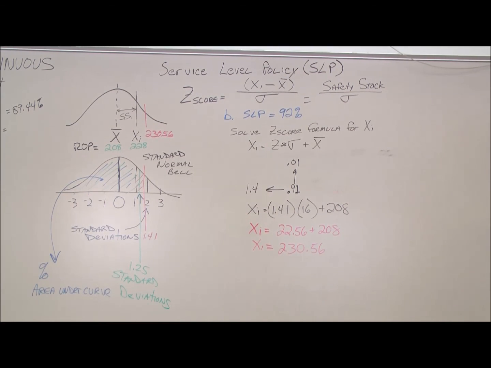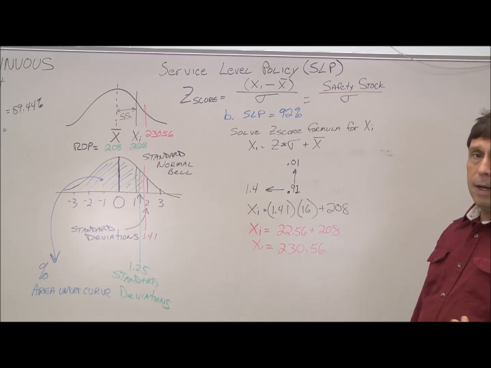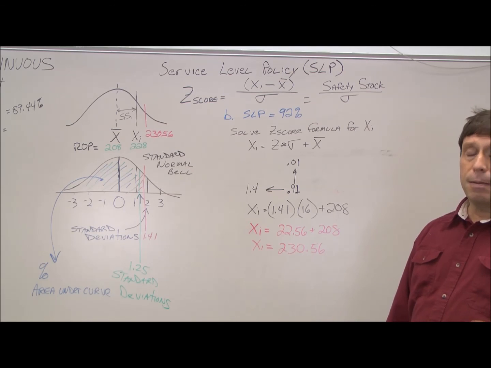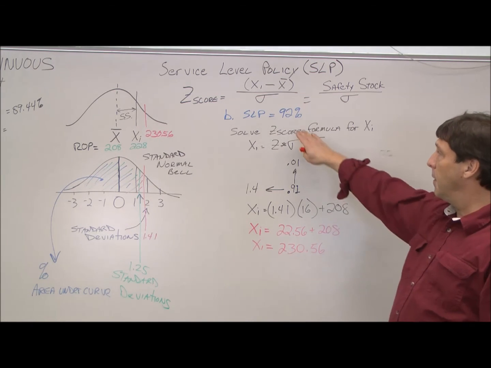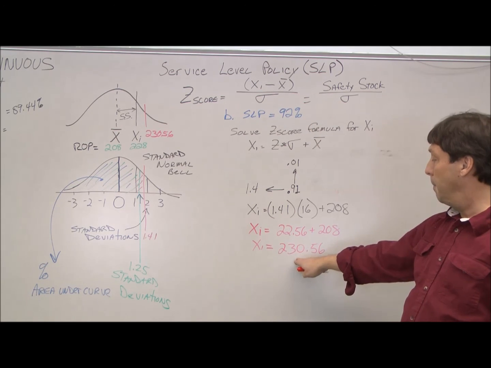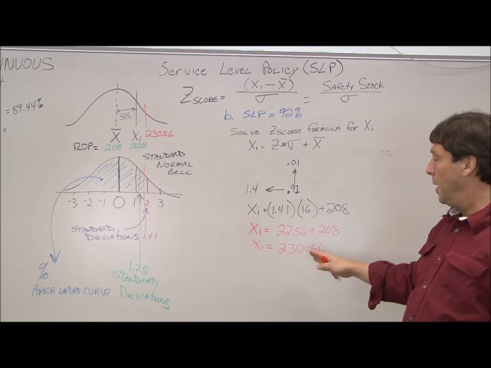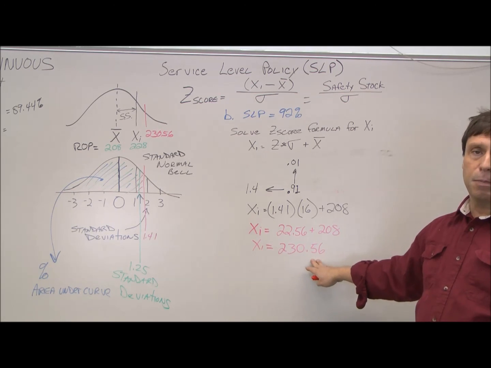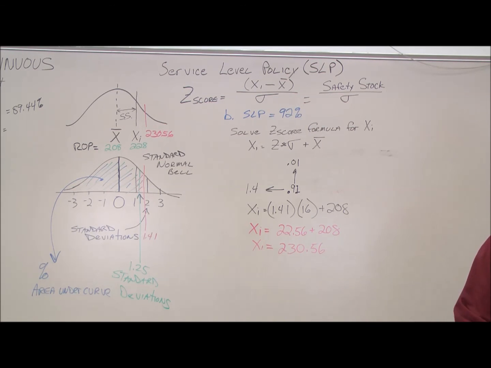So our two answers are, for A, with the safety stock at 20 units, we have an 89.44% service level policy, and for part B, when we're given a 92% service level policy, we need to keep 230.56 units in stock. In real life, you'd probably round this up to 231 units because it's hard to have half a unit in stock.